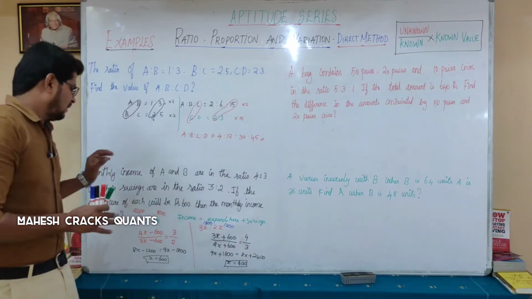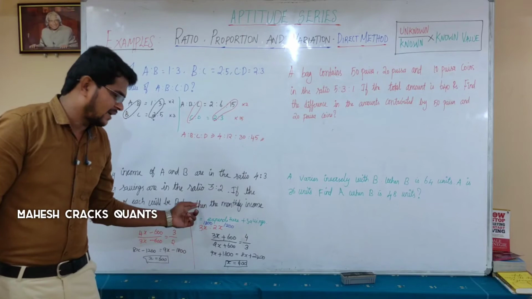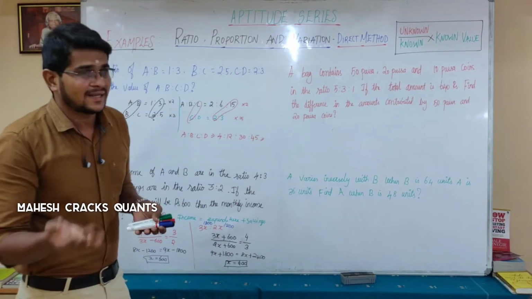So you can find income directly or else find the savings and then find the income. You can solve it in both ways. Okay, let's move on to the next question.